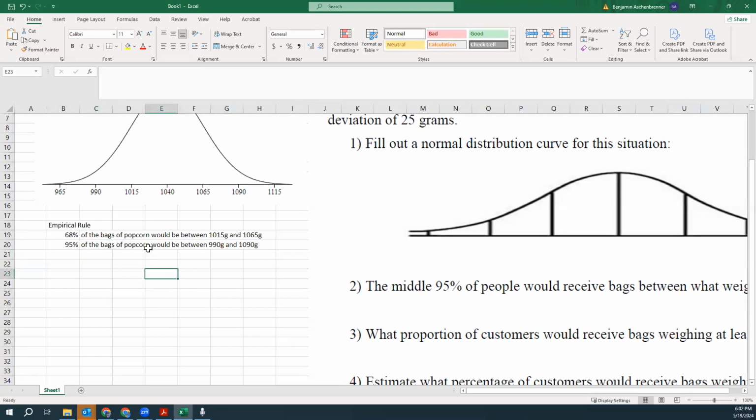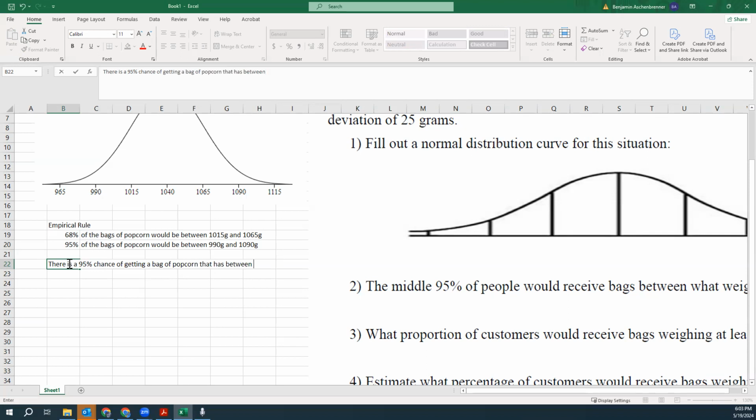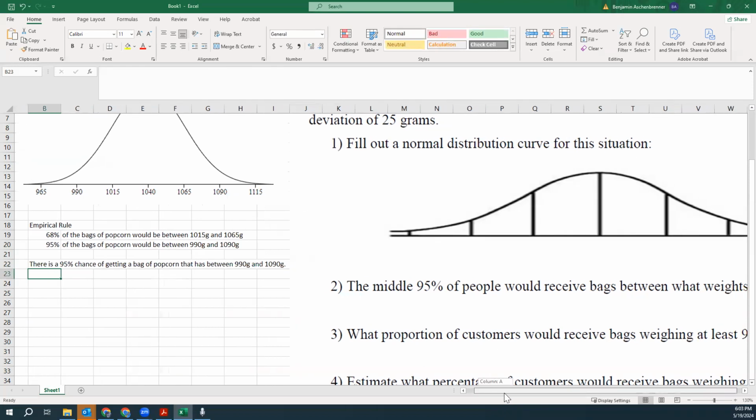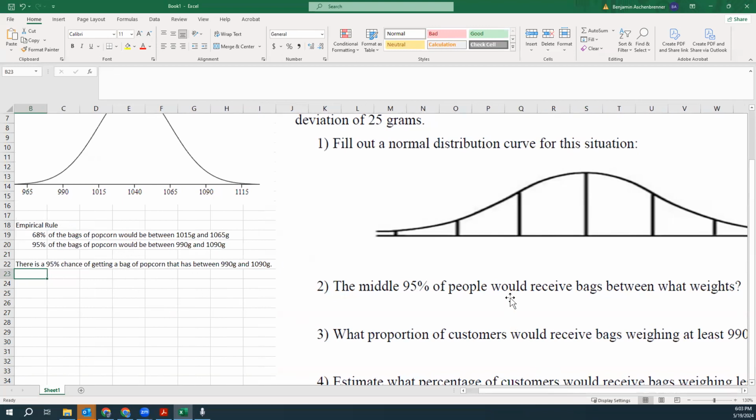And notice that this is a statement of proportion, but it could also be turned into a statement of probability. There is a 95% chance of getting a bag of popcorn that has between 990 grams and 1090 grams. Okay. And so we turn into this proportion of customers receiving bags question.